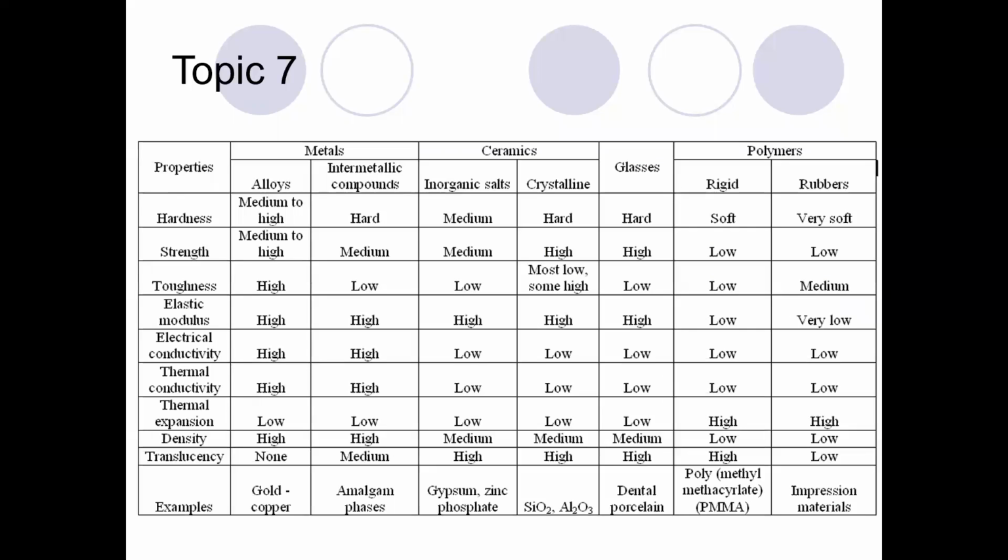Let me look at the table. Here is a comparison between the different types of materials. Here, for example, we can look at the metals, ceramic, and polymers.